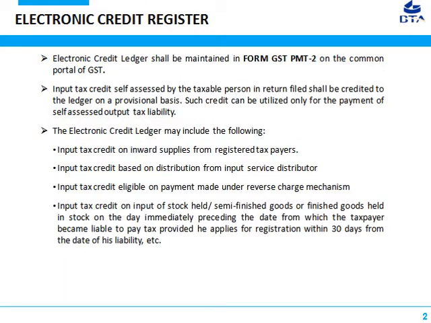Electronic Credit Ledger is a register to be maintained on the common portal of GST for each registered taxable person in form GST PMT-2 to record input tax credit claimed, utilization, reversal and refund. The eligible input tax credit shall be credited to the ledger. The ledger shall be debited with the discharge of any liability towards tax and claim for refund of unutilized amount.